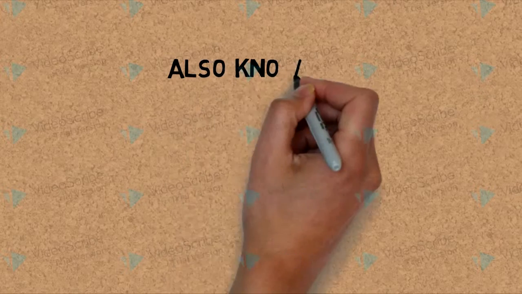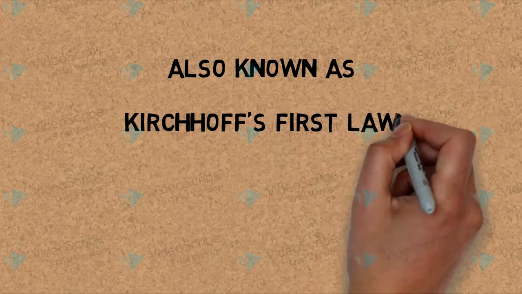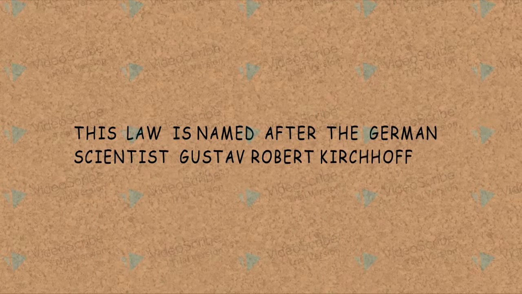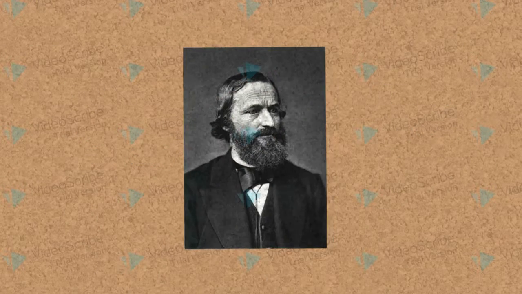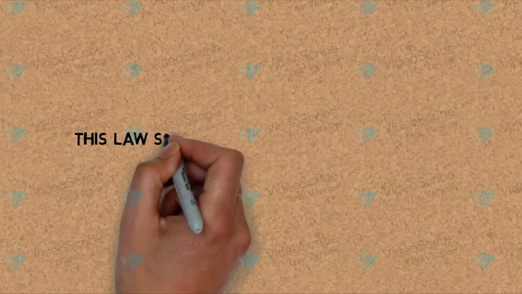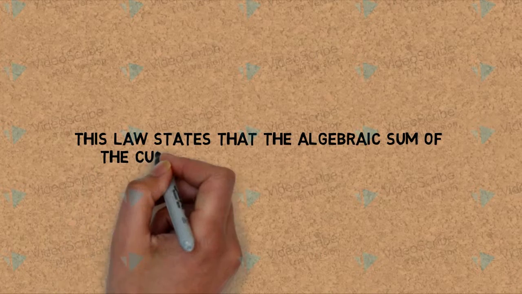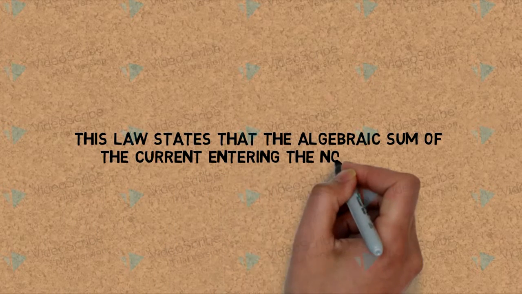Kirchhoff's current law, also known as Kirchhoff's first law or junction law. This law is named after the German scientist Gustav Robert Kirchhoff. This law states that the algebraic sum of the currents entering the node is 0.